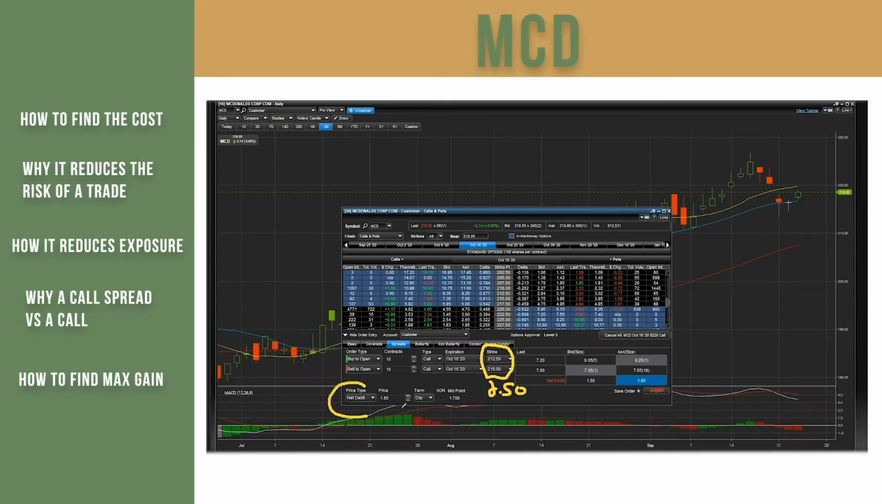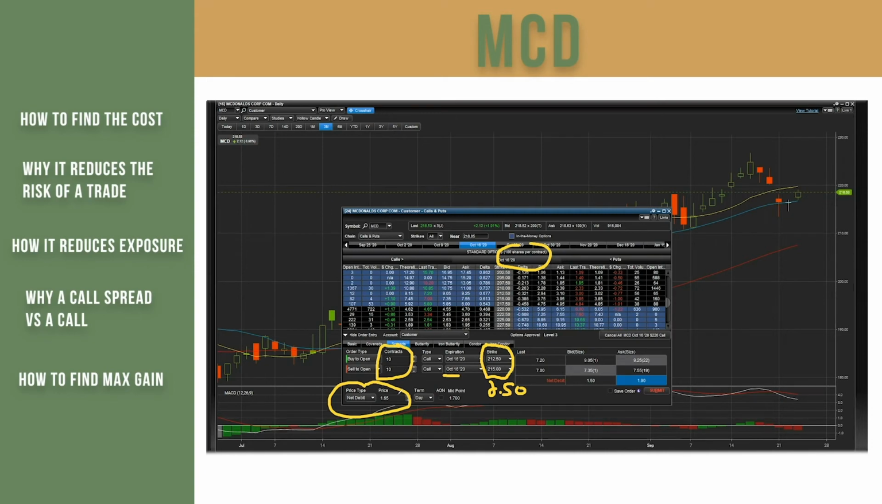If you're paying $1.65 for it, obviously your max gain is the difference between this price and that price. So if you're paying $1.65, remember 100 shares a contract, so just multiply each of these by 100. So you're paying $165 for one contract. As long as McDonald's is above 215 by October 16th, that contract, this spread, is going to be worth $250. So 250 minus 165, you just made $85 for a single contract. Now, if you have 10 contracts, 85 times 10, you just made $850.